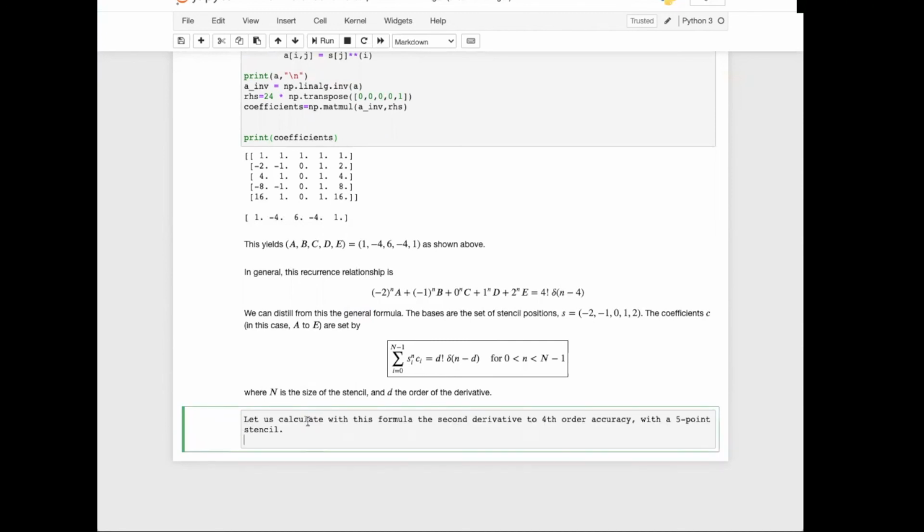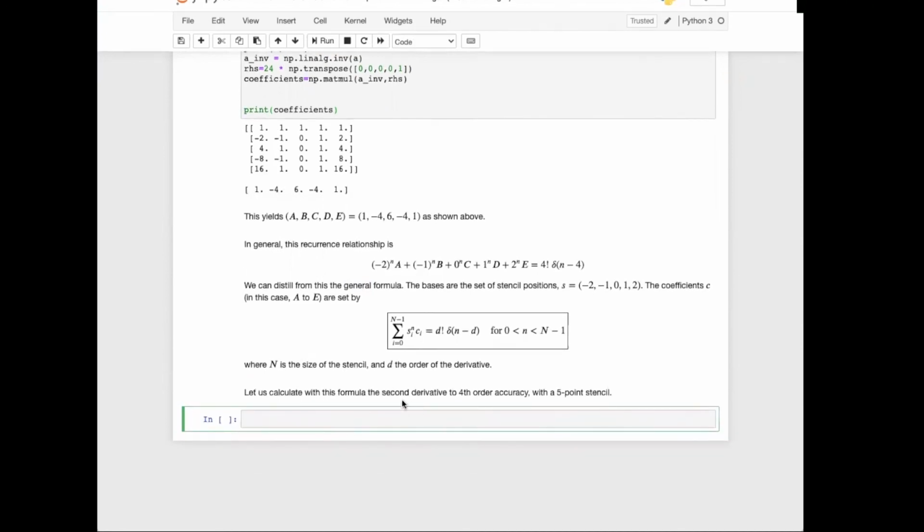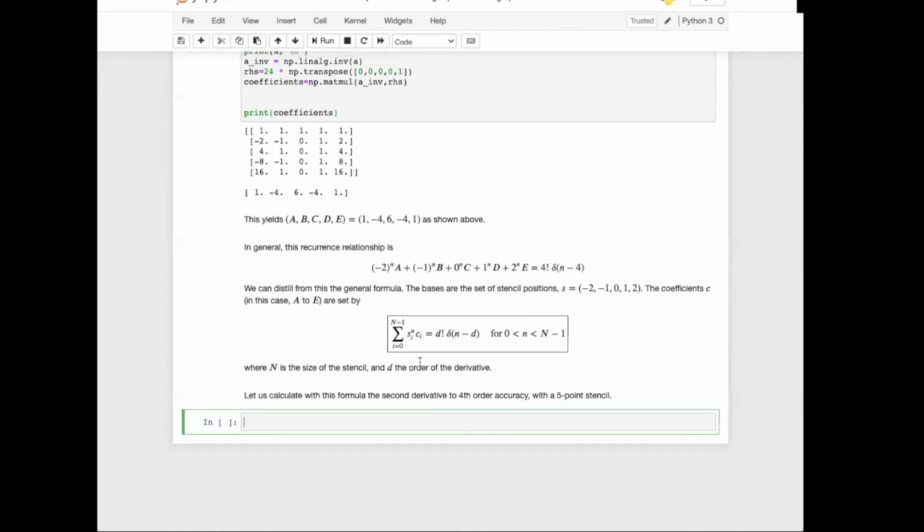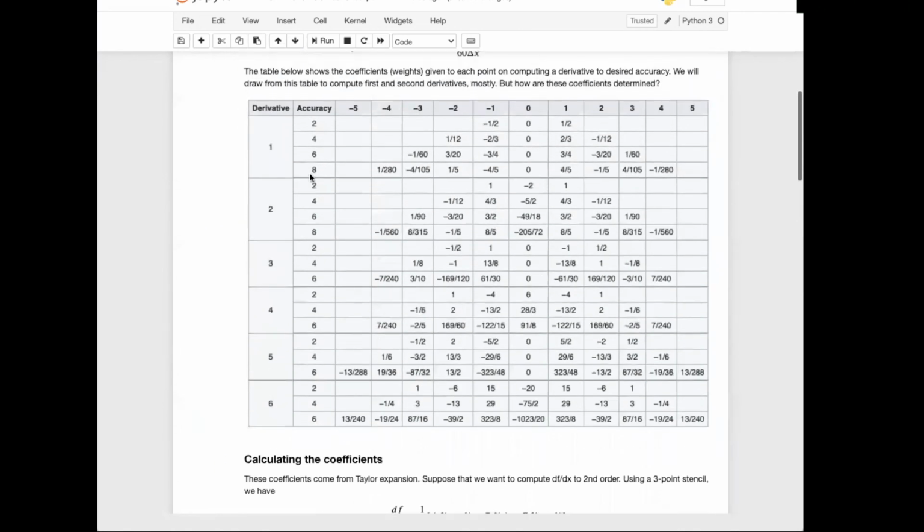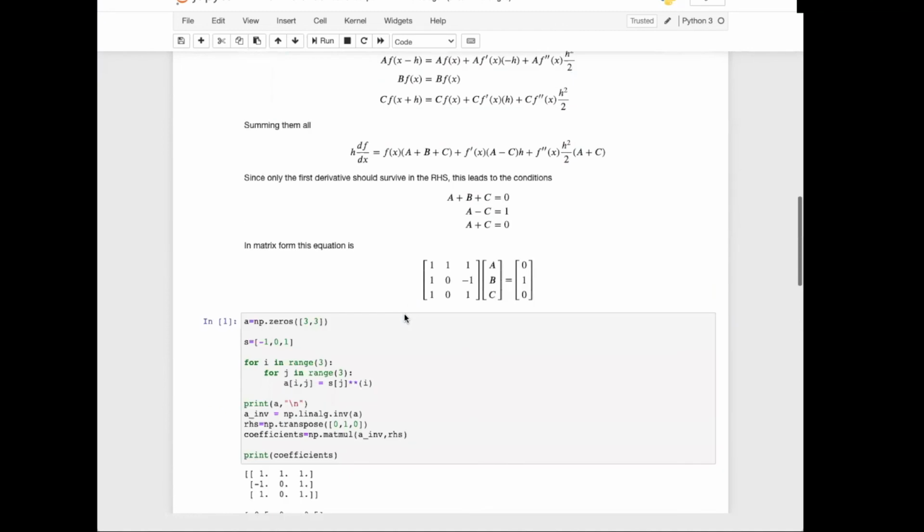So let's apply this formula. Let us calculate with this formula the second derivative to fourth order accuracy with a 5-point stencil. So let's go to the table, second derivative to fourth order accuracy. So second derivative, fourth order accuracy, we need indeed 5 points in the stencil. And these are the coefficients that we should find, minus 1 over 12, 4/3, and minus 5/2.